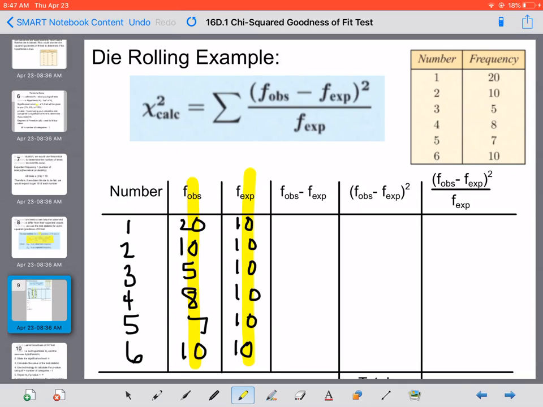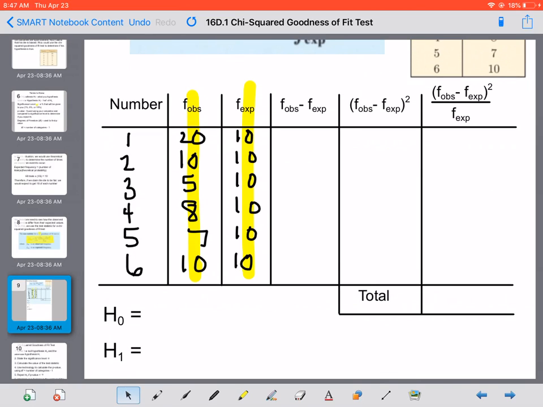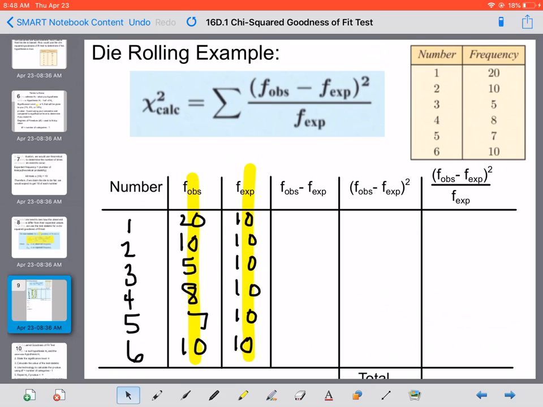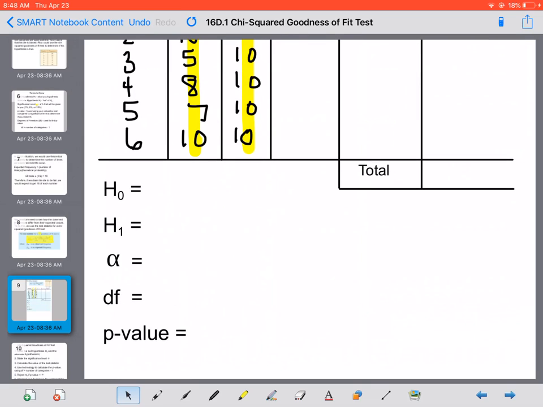With you 84s, the next thing that you're going to do is determine our degrees of freedom. Our degrees of freedom is going to be our number of categories, and there are 6 categories because there are 6 numbers, and we subtract 1. So our degrees of freedom is going to be 6 minus 1, which is 5.